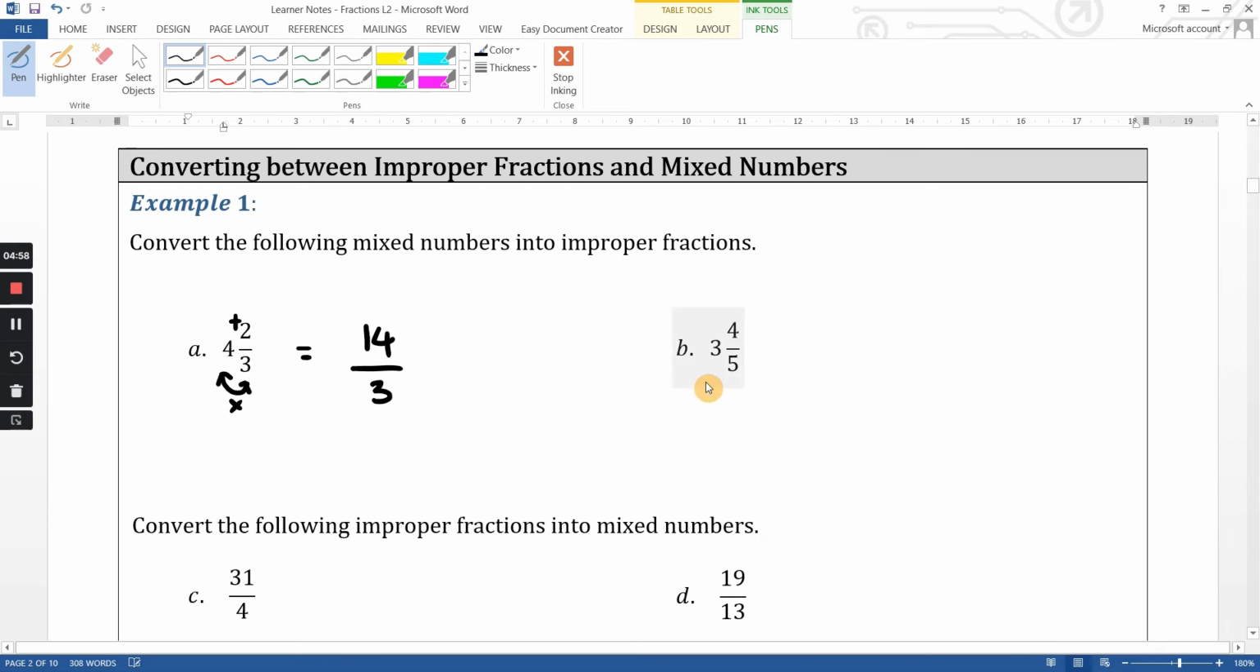Let's do the same for this one as well. So you multiply these two together and you plus the 4. So 3 times 5 is 15, plus the 4 gives you 19, and it's out of 5.